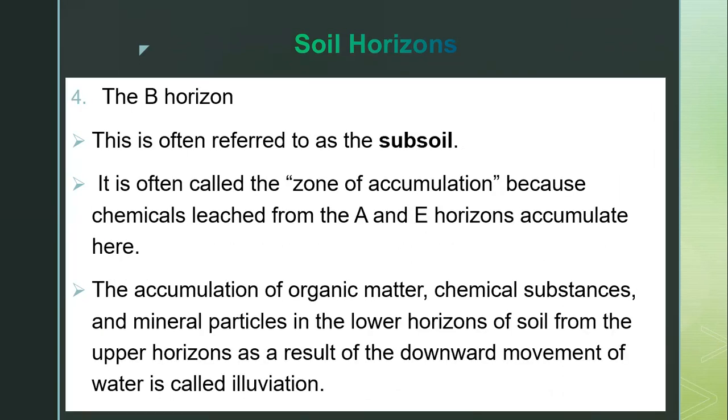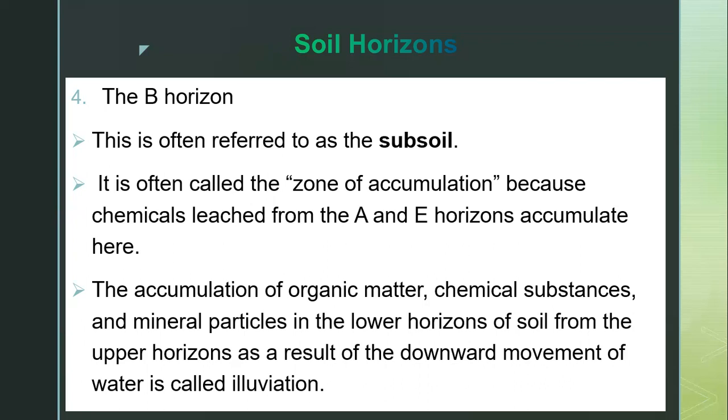The fourth horizon is the B horizon. This is often referred to as the subsoil. It is often called the zone of accumulation because the chemicals reached from the A to E horizons accumulate here. So the accumulation of various organic matter, chemical substances, and mineral particles in the lower horizons of the soil from the upper horizons as a result of downward movement of water is what we call illuviation.